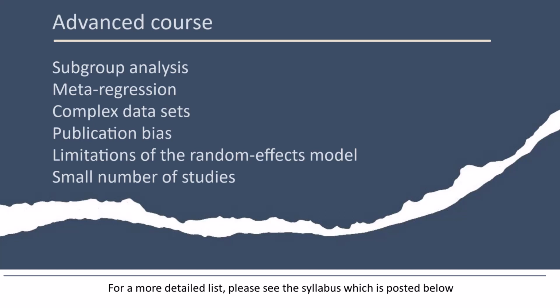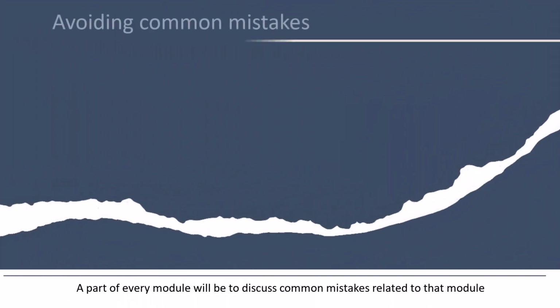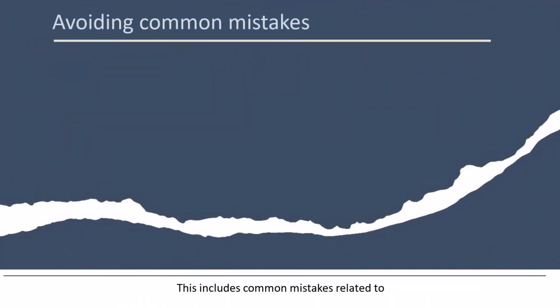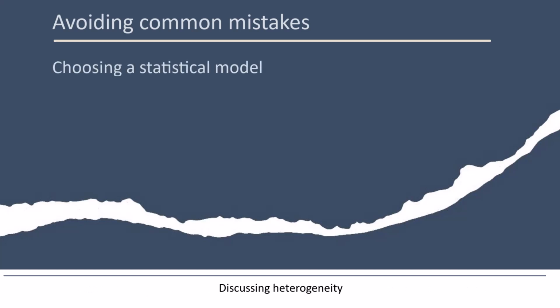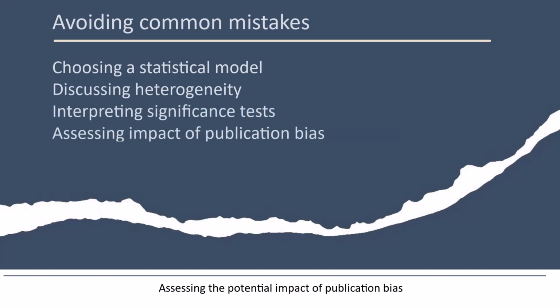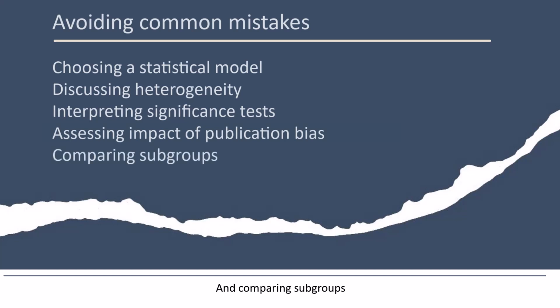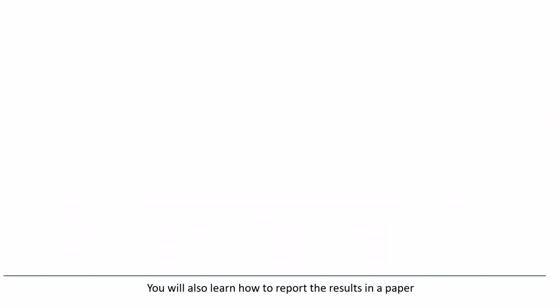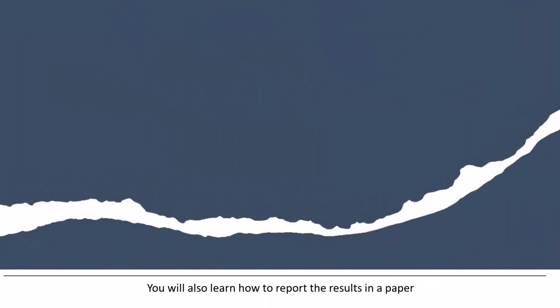For a more detailed list, please see the syllabus, which is posted below. A part of every module will be to discuss common mistakes related to that module. This includes common mistakes related to choosing a statistical model, discussing heterogeneity, interpreting significance tests, assessing the potential impact of publication bias, and comparing subgroups. You'll also learn how to report the results in a paper.